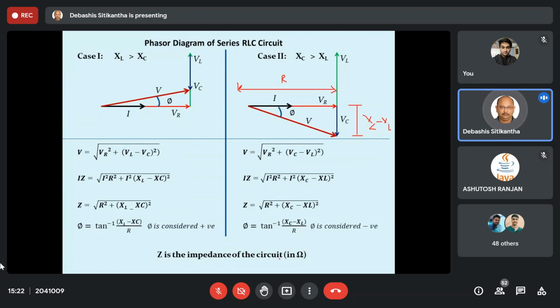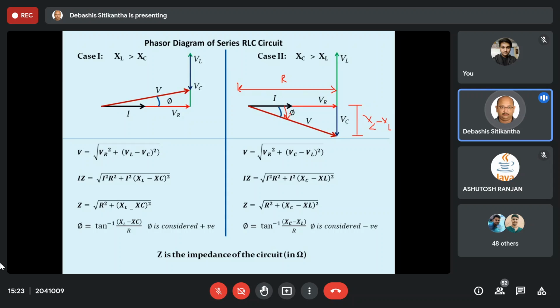Now if the net impedance of this circuit is capacitive in nature, then the voltage is lagging behind the current by an angle of phi. As you can see, phi is in the clockwise direction, which means this phi is negative. So always remember this rule forever. I am talking about a net inductive circuit, not pure. Then your phi is considered positive. And if the circuit is a net capacitive circuit, then your phi is considered negative.